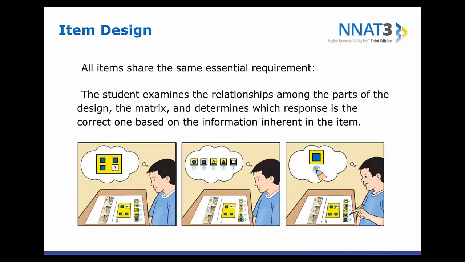So here, the item design as well, all items share the same essential requirements. The student examines the relationships among the parts of the design or the matrix, and then determines which response is the correct one based on the information inherent in the item or based on the stimulus. So you can see here, this is an example of our pictorial directions. This allows the student to figure out how to take the test without actually reading directions or having to rely on text.